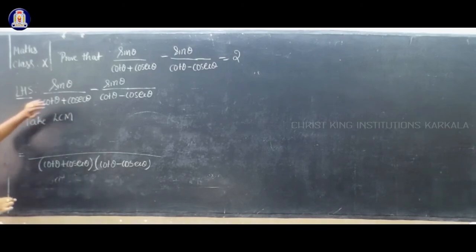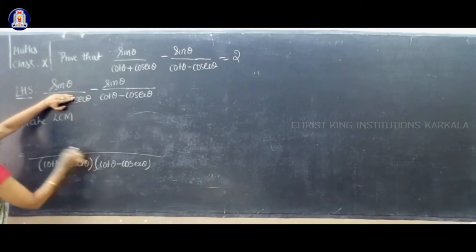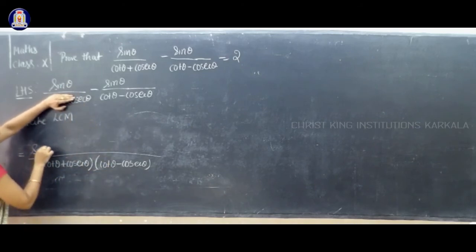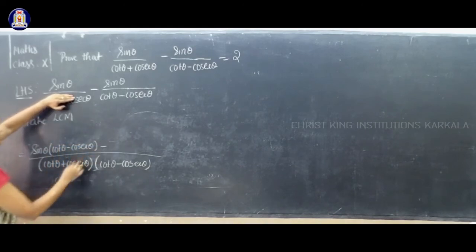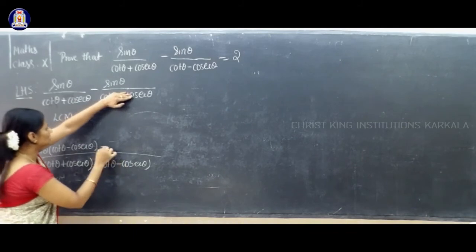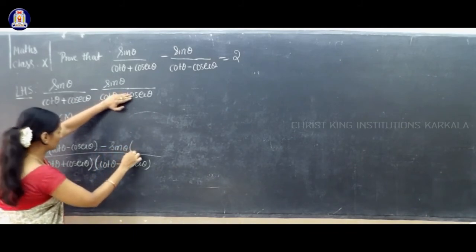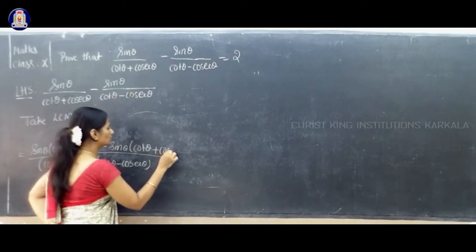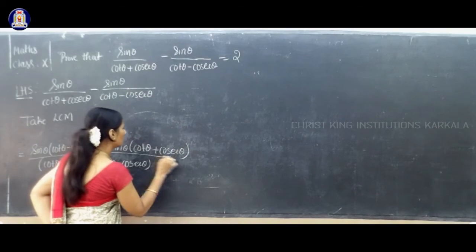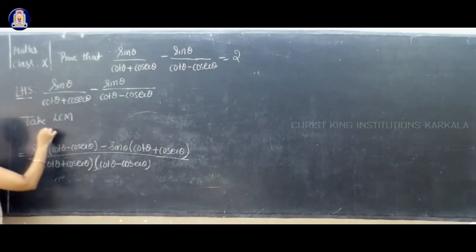So now next numerator. How to get numerator? This and this cancels. So sin theta into this one. That is sin theta into cot theta minus cosecant theta, minus, this and this cancels. What is left here? Sin theta into cot theta plus cosecant theta. After this, what is the next method? Next method is bracket simplification.